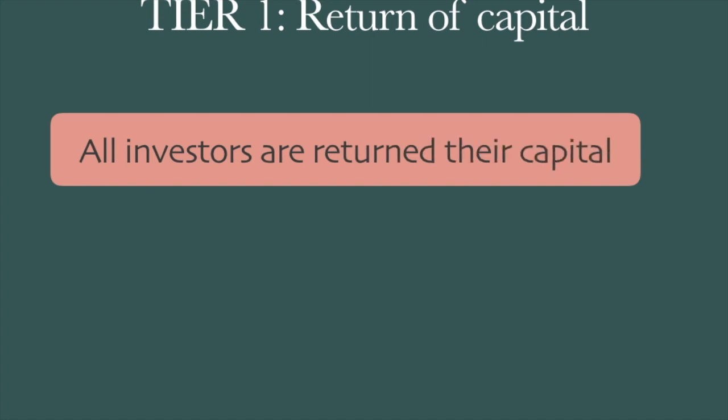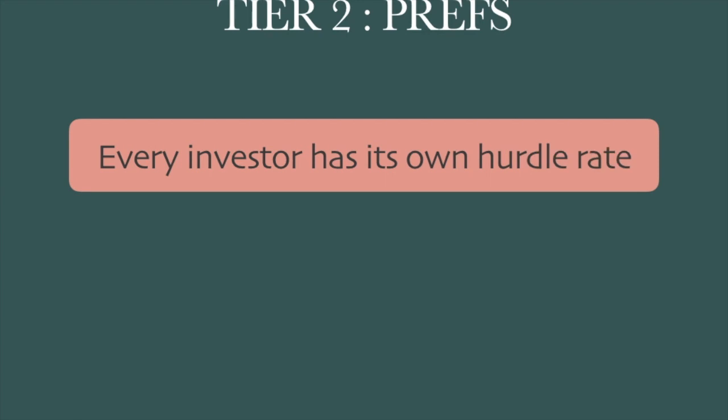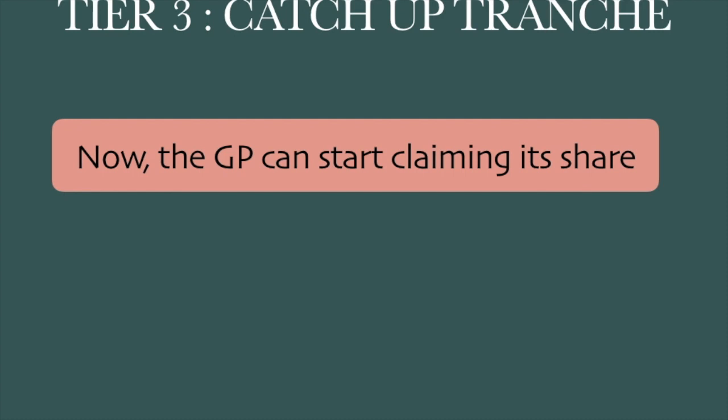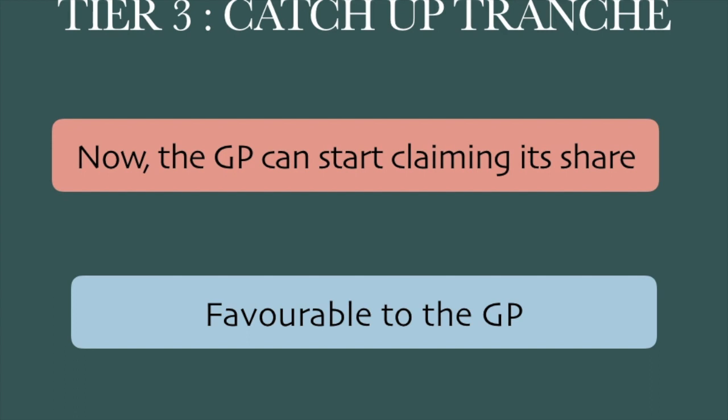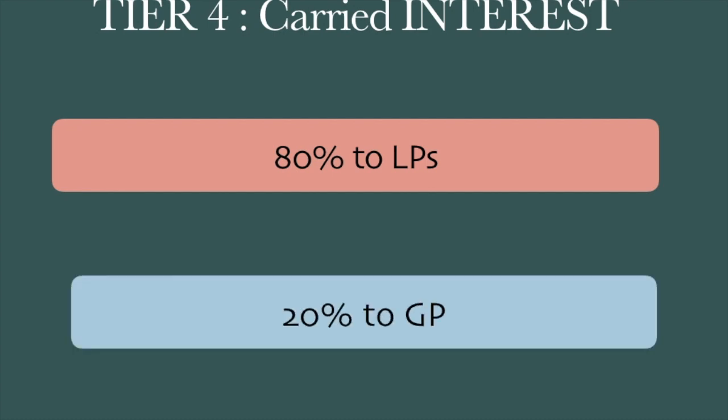Return of capital: all investors are returned their capital. There is a recovery of investment for all the investors. Prefs or preferred returns: every investor has its own hurdle rate between the LP and the GP, between that specific LP and that GP. This is the minimum return to the LP. The catch up tranche is the GP's turn to start claiming its share. It's favorable to the GP. The GP then is able to kick in the carried interest. 80% to the LPs and 20% to the GP is normally the distribution of whatever is left over after capital distribution, hurdle distribution, and profits.